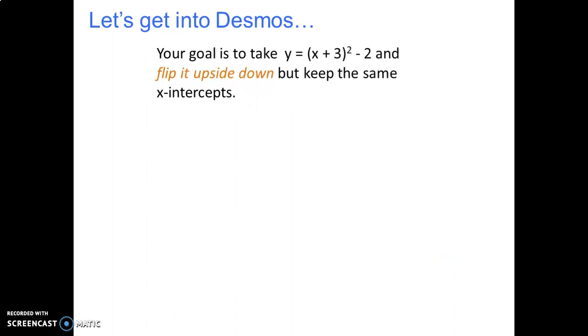And we have this question. Your goal is to take this parabola, which is in vertex form, and flip it upside down. So this one is concave up. Can you make it concave down, but keep the same x-intercepts? So see if you can do that experiment in Desmos for a moment.